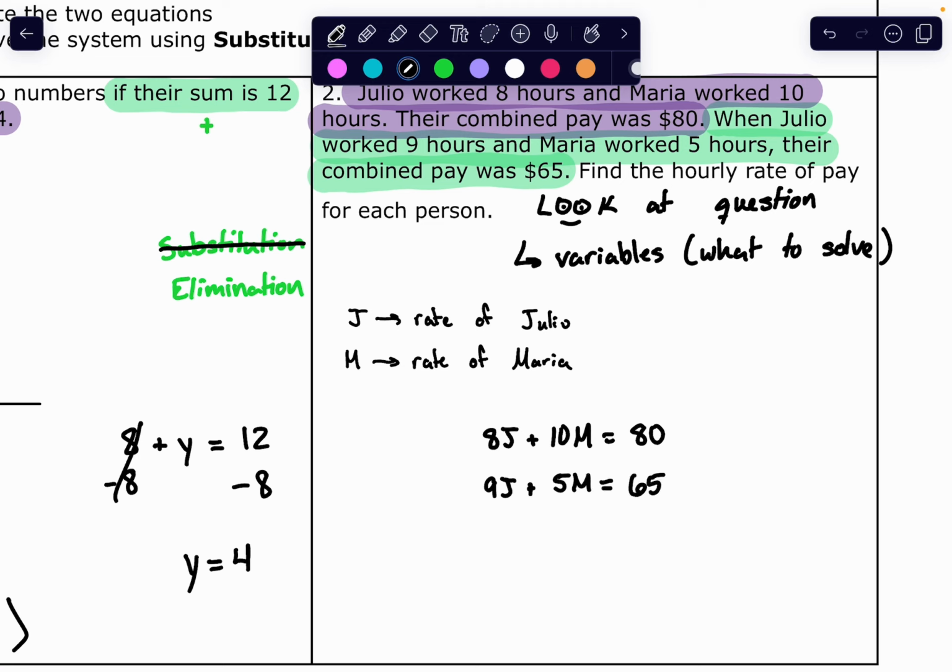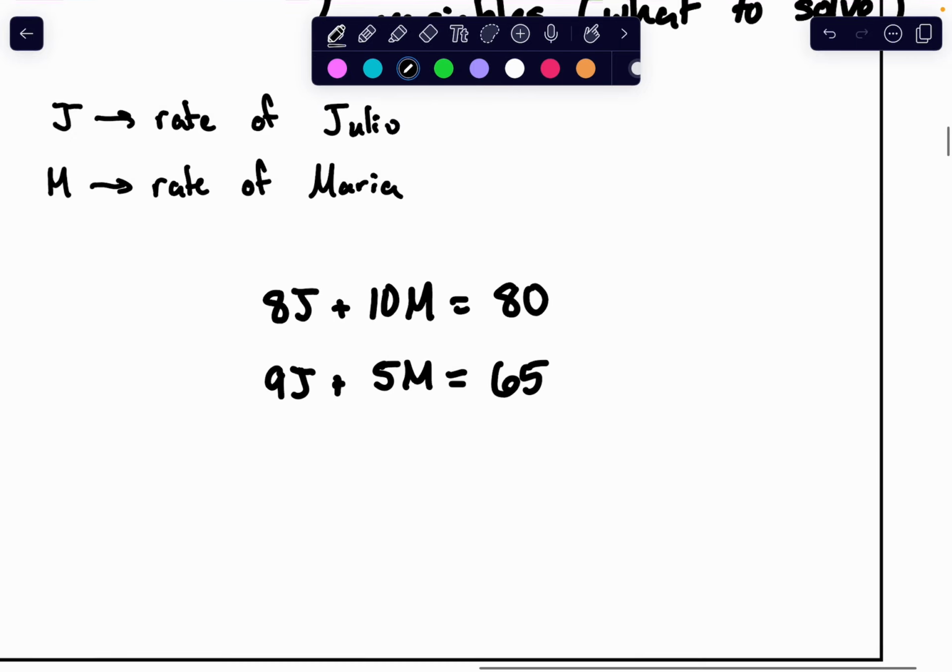Clearly, like we discussed before, elimination is going to be our best option here. So who do we want to eliminate is now the question, because the numbers are not the same, sadly, for J and for M. So nothing quite cancels when I add right away. So I have to do some multiplying. Which is going to be easier, M or J? If you thought M, that is absolutely correct because 5 nicely multiplies to 10.